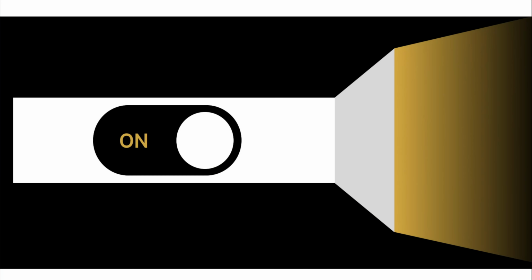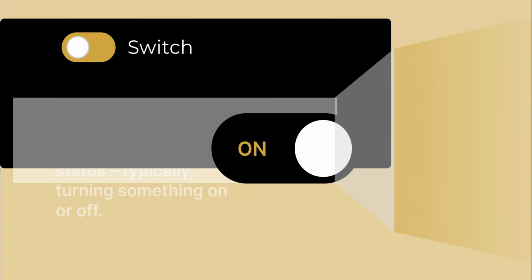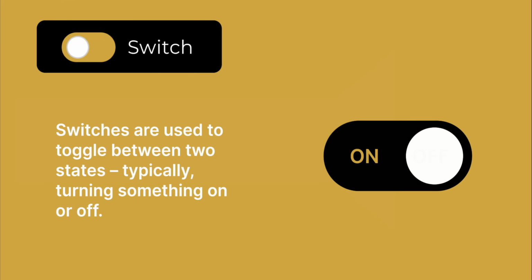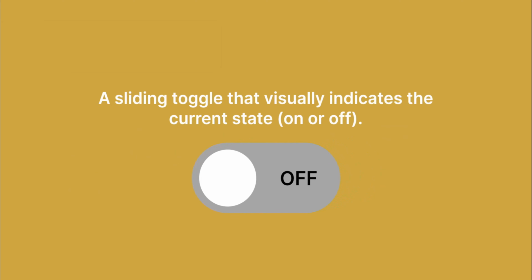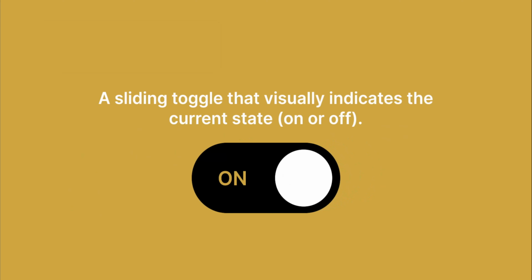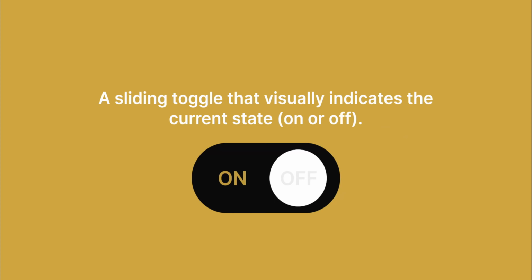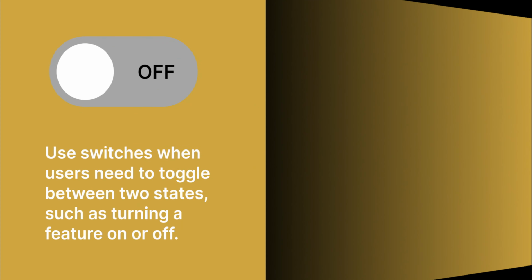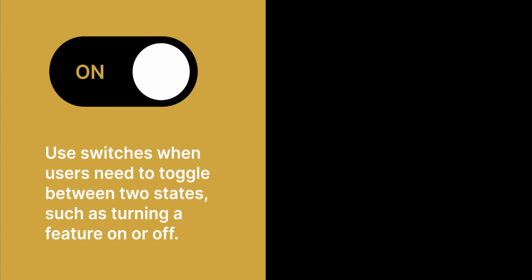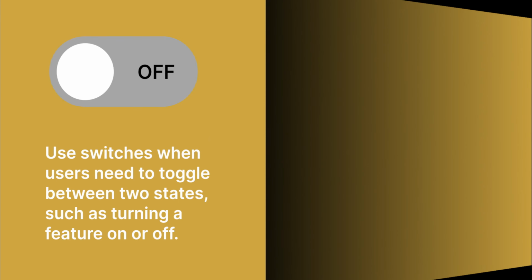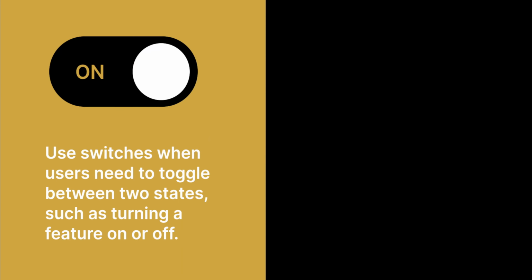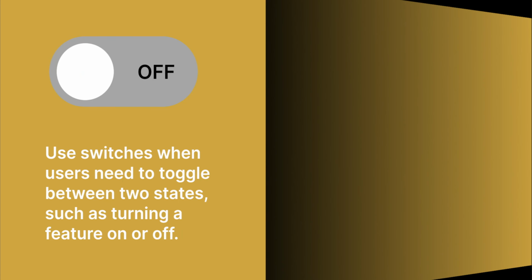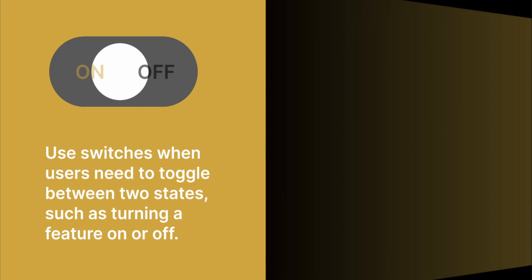Number 3. Switch. Switches are used to toggle between two states, typically turning something on and off. A switch is a sliding toggle that visually indicates the current state, either on or off. They are best suited for binary choices like enabling or disabling a feature, turning notifications on and off, or activating and deactivating a setting.